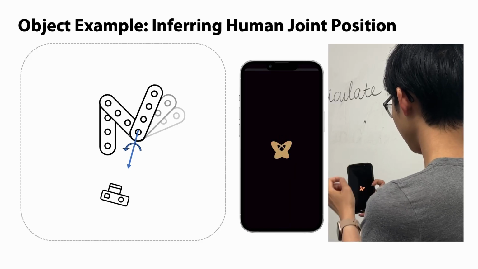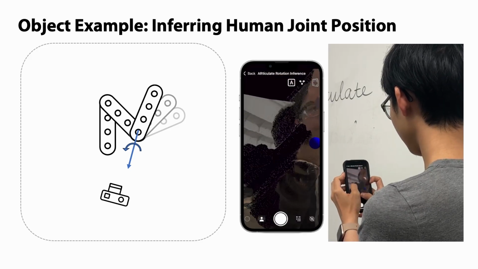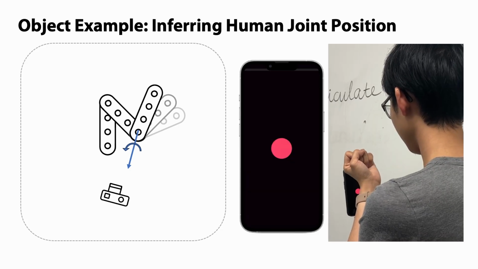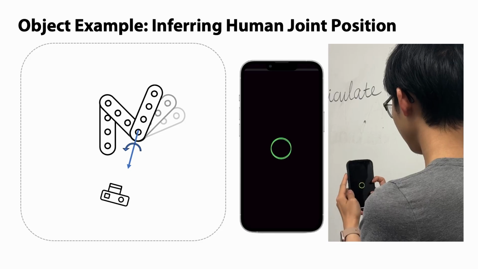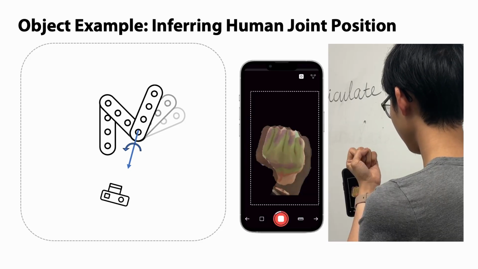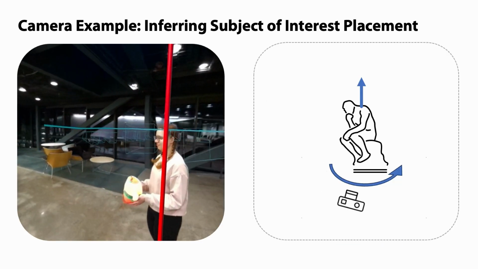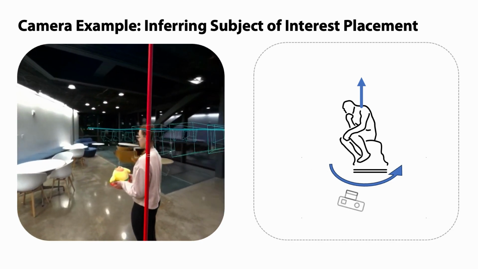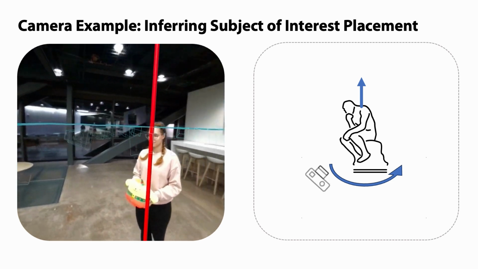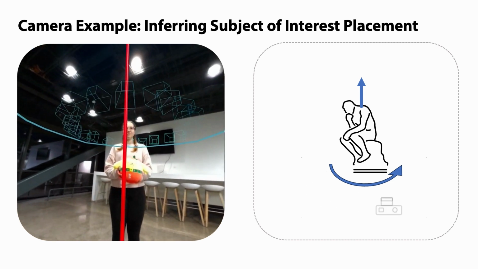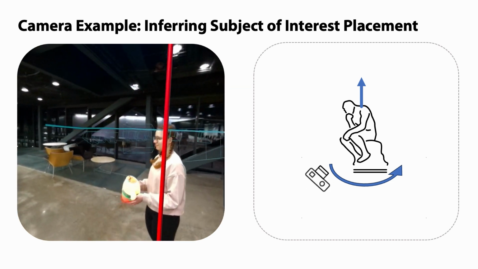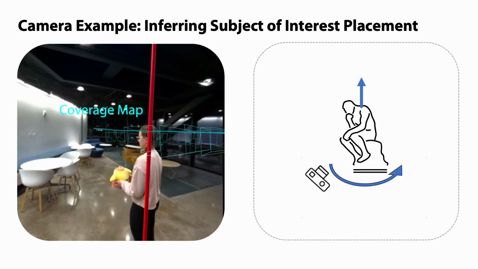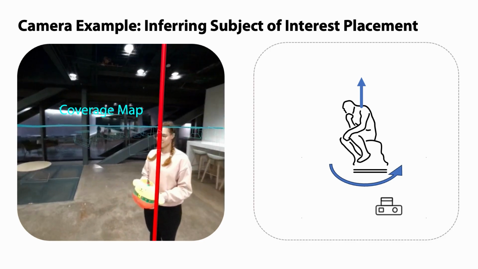In this example, the user is tasked with rotating their hand into a particular configuration, and by inferring the center of rotation, we're able to offer them visual feedback corresponding to the angle of their wrist joint. For an example of camera configuration, here we have a scenario where the user is capturing a 3D model of the subject. And by observing how the user is moving the camera, Articulate is able to infer where the subject is and uses that information to quickly produce a coverage map that visualizes which angles they've already captured and which angles they still need.